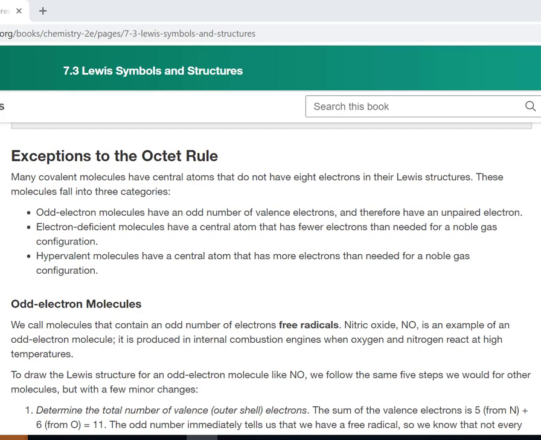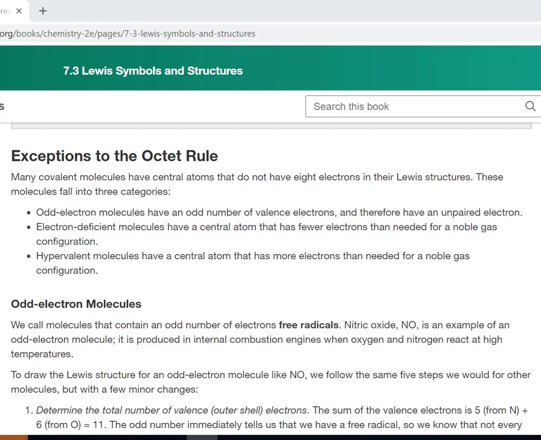Hello everyone. This is the final video for section 7.3 and it will be on the exceptions to the octet rule. So we've been discussing Lewis structures and the octet rule in this section, and it should be mentioned that it isn't always true. There are some exceptions and we want to talk about those exceptions just so that you recognize that those things are out there.